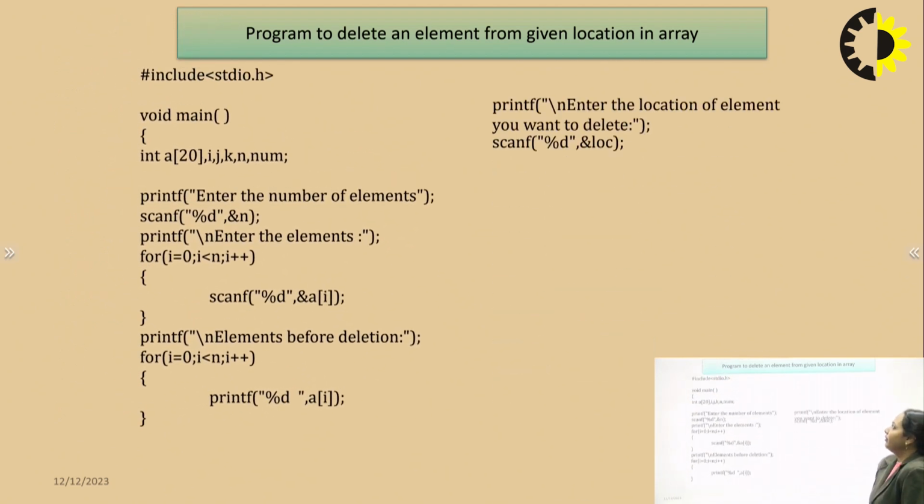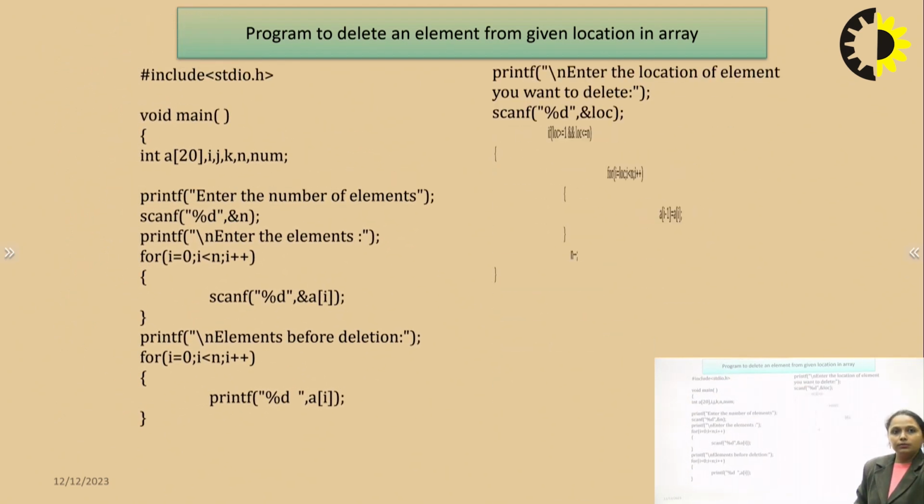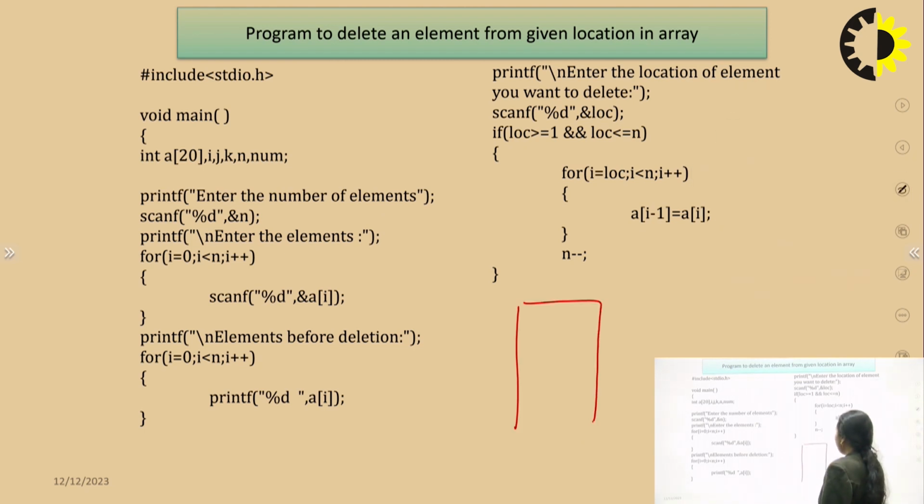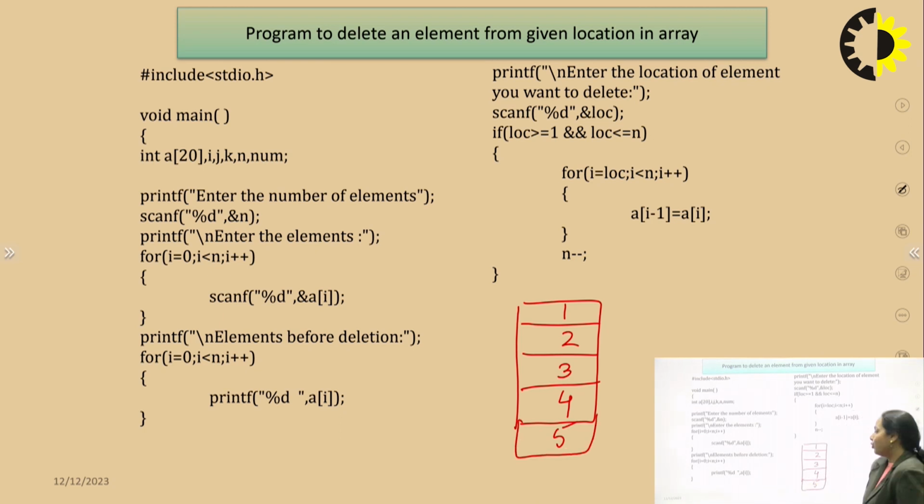So in a similar way, we can delete the element also. But for the deletion process, what do we have to do? We have to reverse shift the elements. Means within the same example, if I have this array 1, 2, 3, 4 and 5, I want to delete this element 3.